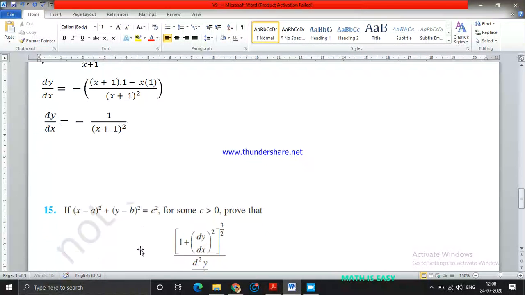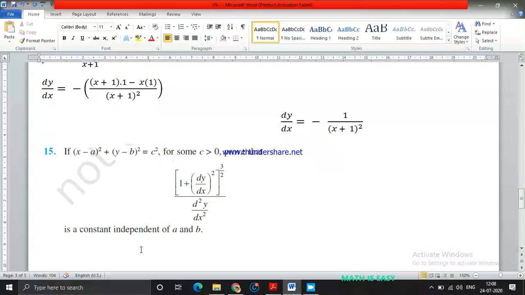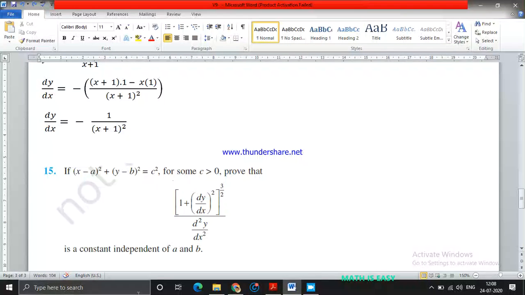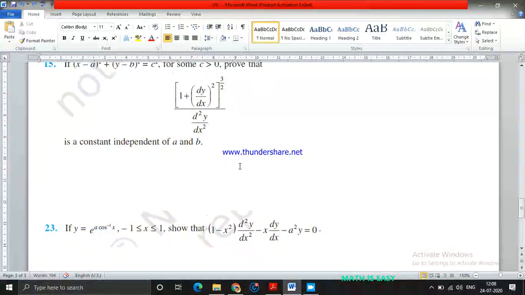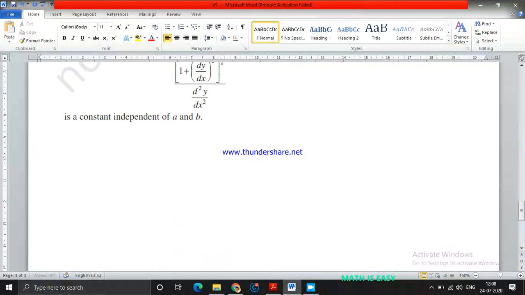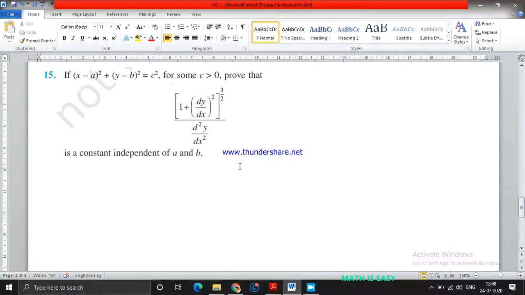So next question. Now this is an interesting one, a little bit lengthy also. Let's see how we'll go about this one. This is the given question: x minus a whole square plus y minus b whole square equals c square, for some c greater than 0. Prove that this value is a constant independent of a and b. Let's see how I differentiate this one.